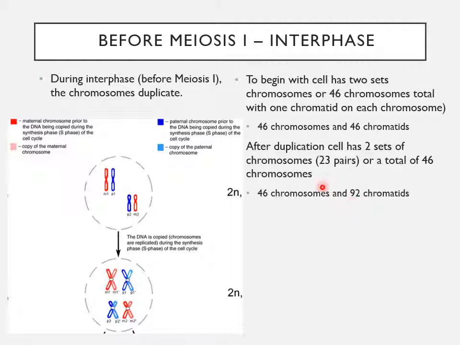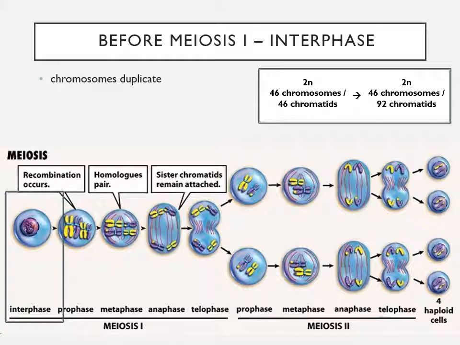So 92 is just double 46. So you have, if you were to count up all 46 chromosomes, 2 chromatids on each chromosome makes a total of 92 chromatids. So in interphase, the chromosomes duplicate, and on each slide I'll go through whether we're at 2N or 1N, haploid or diploid, how many chromosomes we have and how many chromatids we have.